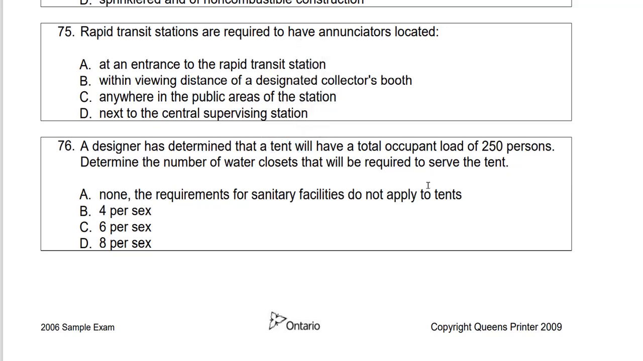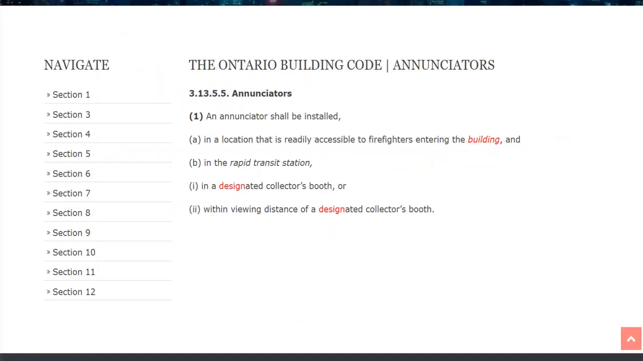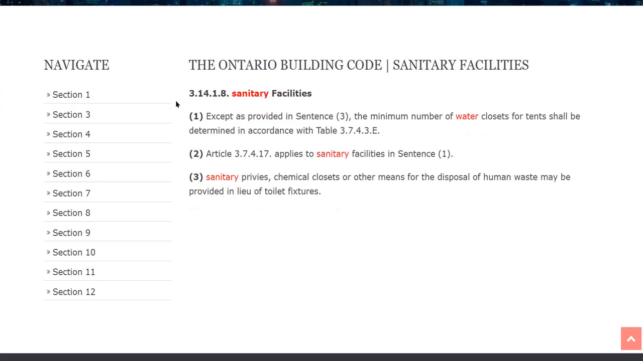Now the second thing is total occupancy load per person. And lastly, they're asking for water closets. So where do we get that answer from? Let's jump into this section here. So it's saying 3.14.1.8 sanitary facility, and this is for tents. So 3.14 deals with tents.